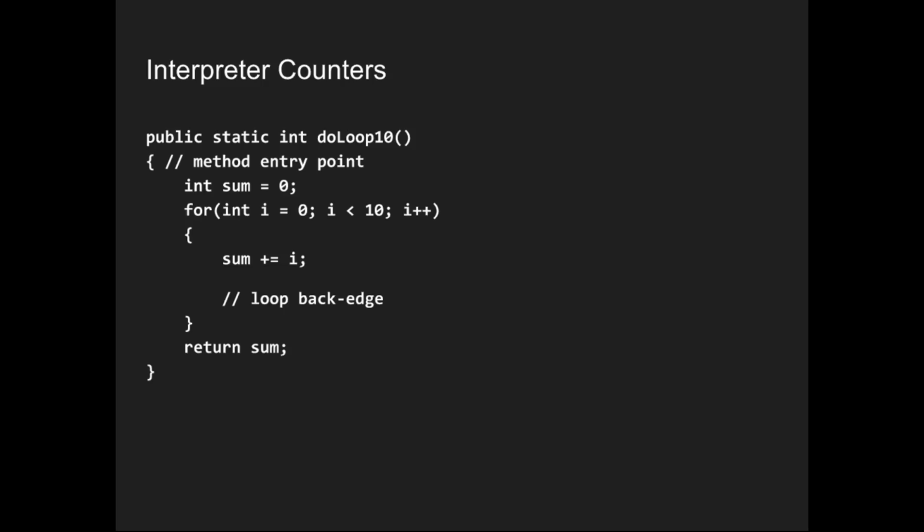So if we look back to our previous method that we've been working with, the interpreter, when it's executing this code, will be keeping a counter every time the do loop 10 method is called, and also at the back edge of that for loop. So every time we go around that for loop, the counter there would also be incremented. And these are the counters which are used to determine what code should be compiled to optimized machine code.